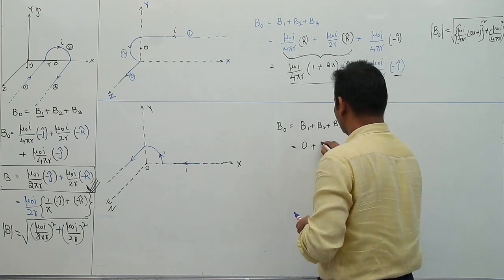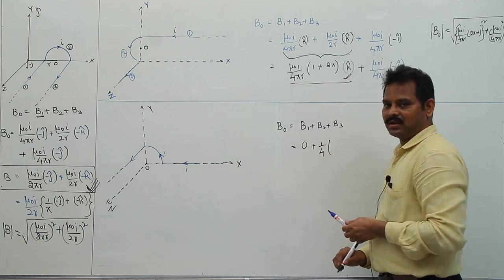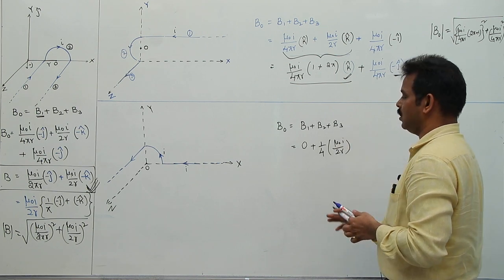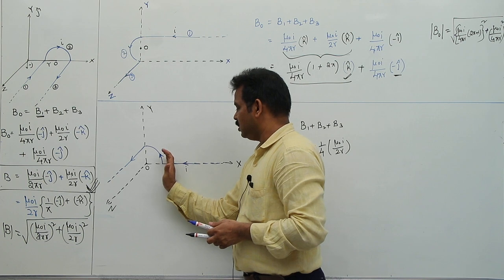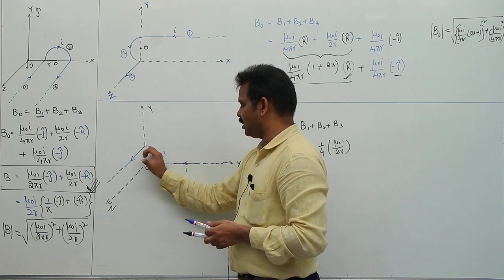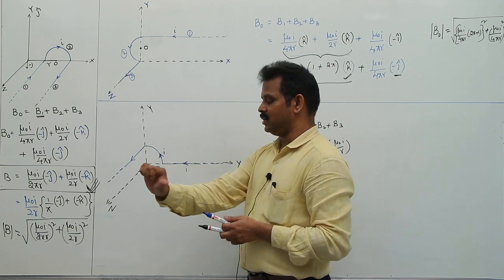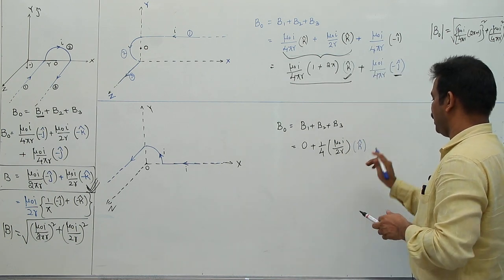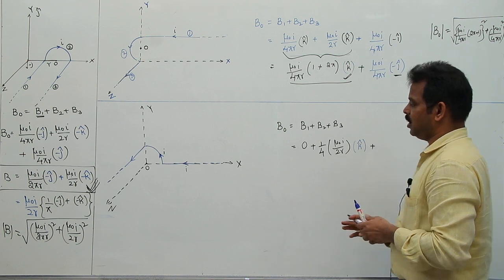So what is B2? 1/4 of the circle. So you can write mu naught I by 2r. But what is this direction? So here current is flowing in anti-clockwise direction. Field will be along z-axis. So as it is a positive z-axis, we can write k cap, plus the third one.